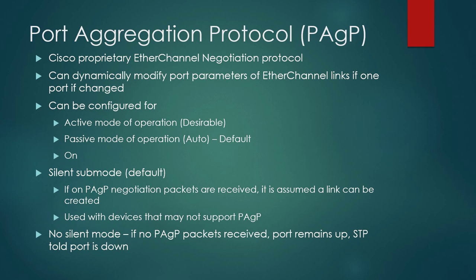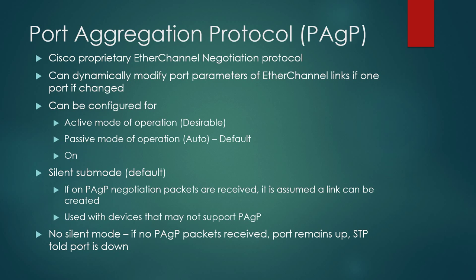When we set up our EtherChannel, we're going to have the ability to choose between two separate negotiation protocols. The first one we want to go over is Port Aggregation Protocol. Now, this is a Cisco proprietary EtherChannel negotiation protocol. And what Port Aggregation Protocol will allow us to do is if we make any changes to a single port or single link within our EtherChannel, those changes will be dynamically propagated to our other links.